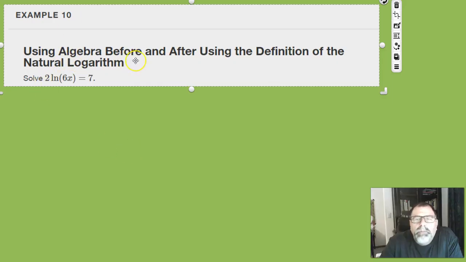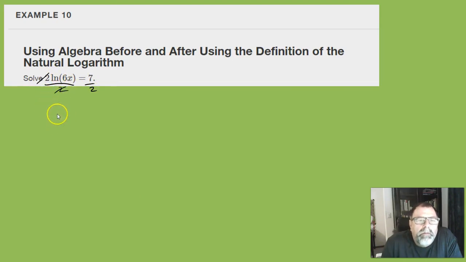Example 10, using algebra before and after using the definition of the natural logarithm. Okay, so again, we can divide by 2 because we want to get one log expression equals a number. So now we've got the natural log of 6x equals 7/2. Now we've got one log equals a number, so I convert it. e to the 7/2 is equal to the number inside here, 6x. Okay, and we're solving for x, so now we've got to divide both sides by 6.